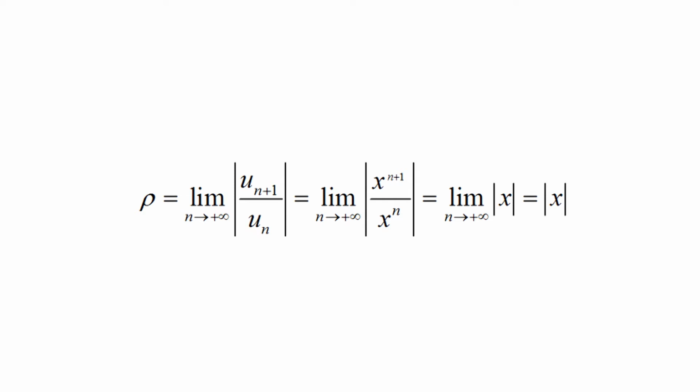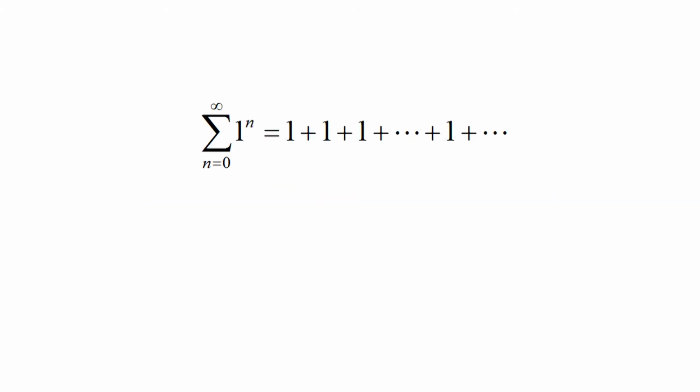The test is inconclusive if the absolute value of x equal to 1, that is if x equal to 1 or x equal to negative 1, which means that we will have to re-investigate convergence at these values separately. If x equal to 1, the series becomes summation 1 power n, n from 0 to infinity, which is equal to 1 plus 1 plus 1 plus etc. plus 1 plus etc., which is divergent.